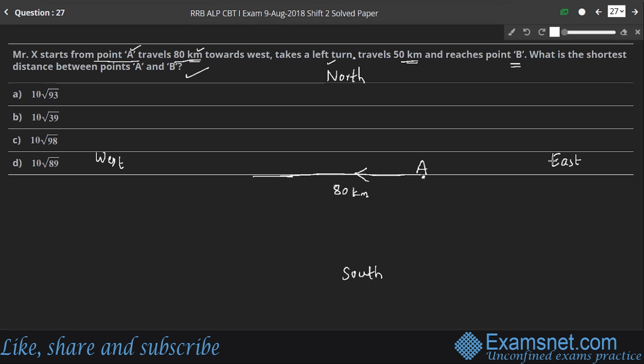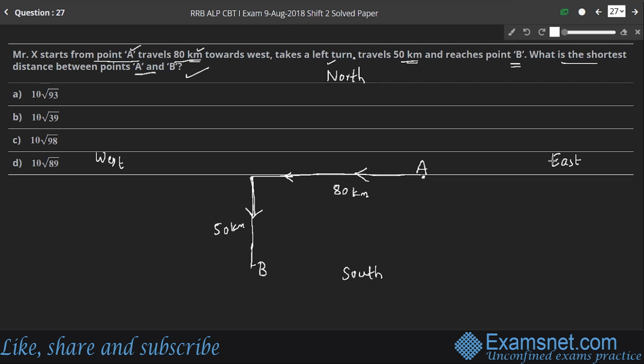And he takes a left turn. Left turn means towards south. When that person is facing the west direction, right, his left becomes our south, right? So he takes a left turn and travels 50 km. So to the south he travels 50 km and reaches point B, right? What is the shortest distance between points A and B?